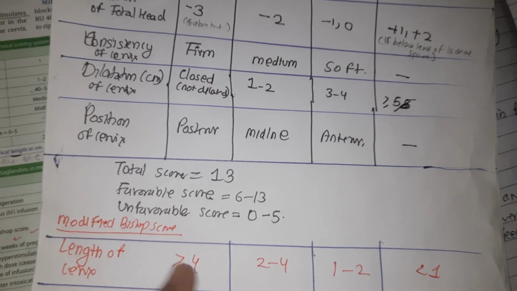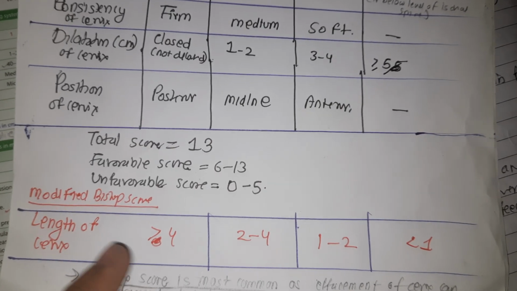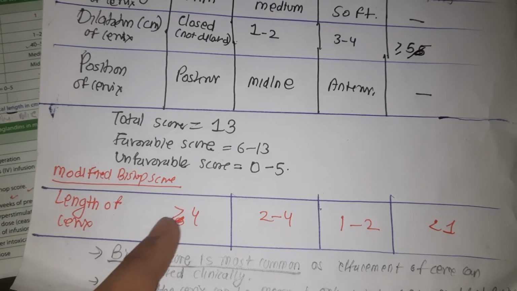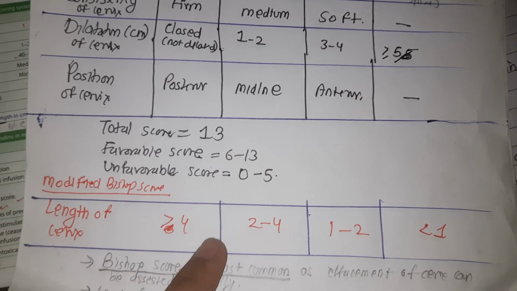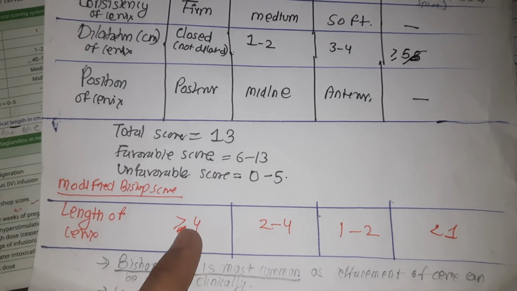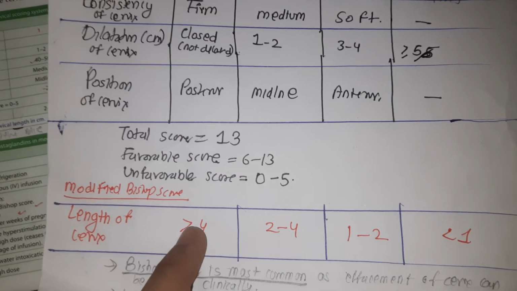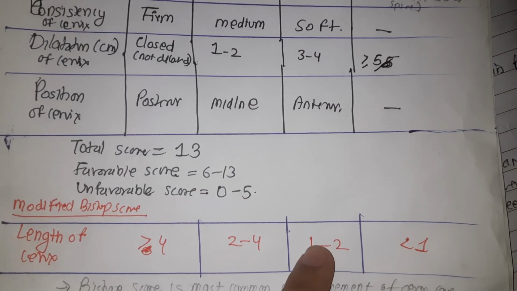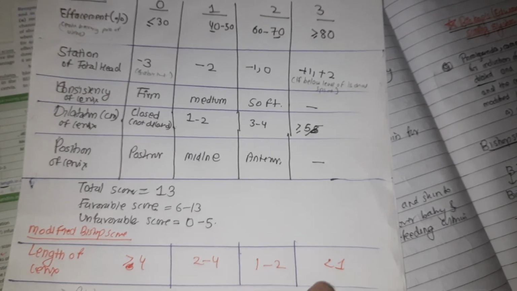And we have the modified Bishop score, as we said in the beginning of the video. The effacement is replaced by the length of the cervix. If the length of the cervix is more than 4, then the Bishop score is 0. If 2 to 4, the Bishop score is 1. If 1 to 2, the Bishop score is 2, and if less than 1, the Bishop score is 3.